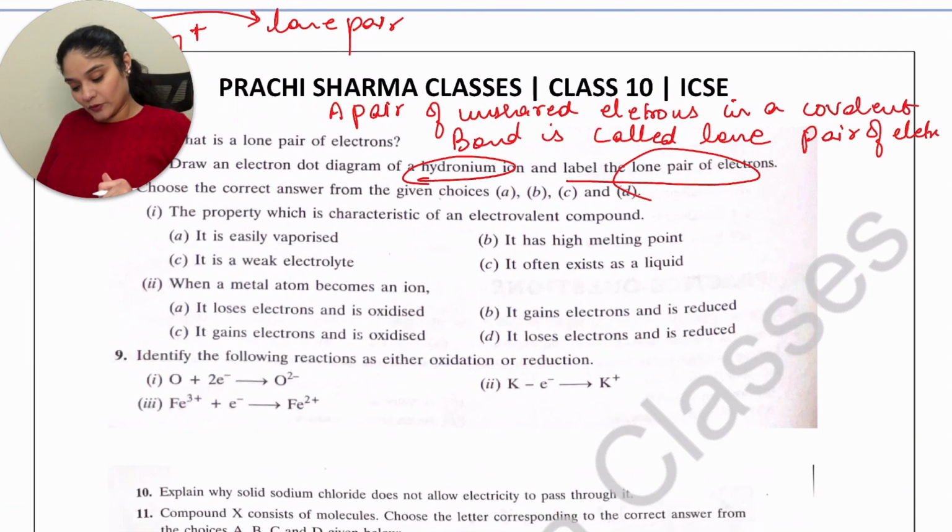Now moving ahead, choose the correct answer from the given choices A, B, C, and D. The property which is characteristic of an electrovalent compound, that is high melting point. When a metal atom becomes an ion, it will have a tendency to lose electrons and get oxidized.